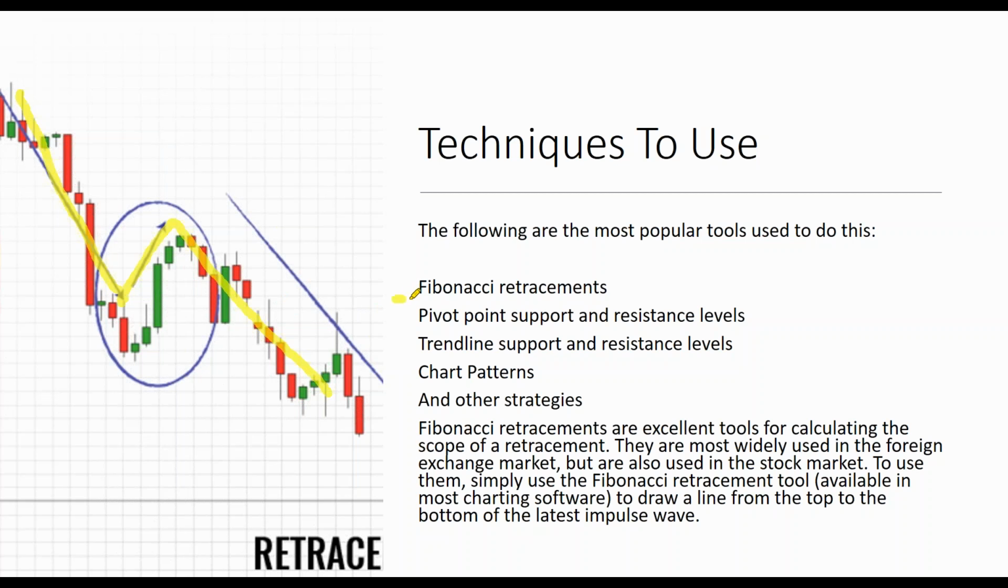So we need to combine this with other tools like Fibonacci retracements, pivot point support and resistance levels, trend line support and resistance. We need to maybe look for chart patterns or other strategies. Fibonacci retracements are an excellent tool for calculating the scope of a retracement. They are most widely used in the foreign exchange market, but they are also used in the stock market. To use them, simply use the Fibonacci retracement tool available on your charting software and draw the lines from the top to the bottom of the latest wave impulse. In other words, the latest trend.